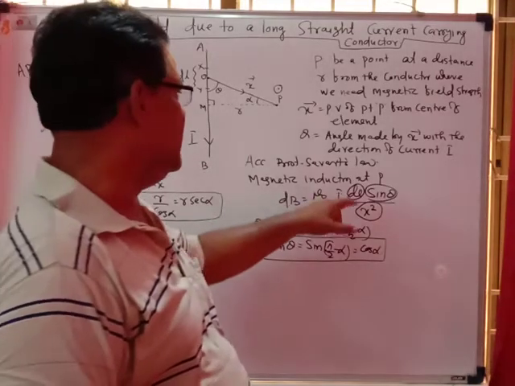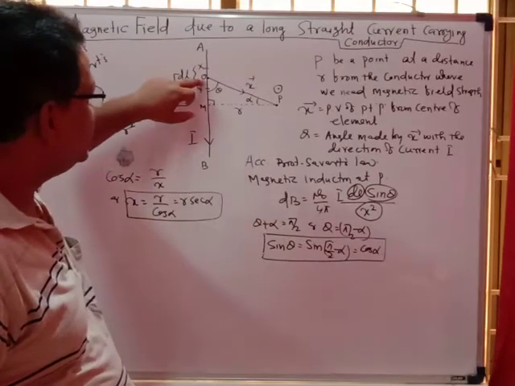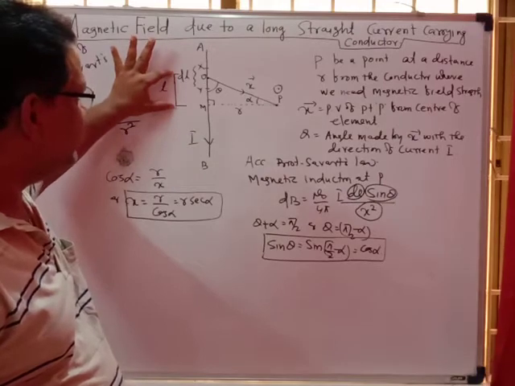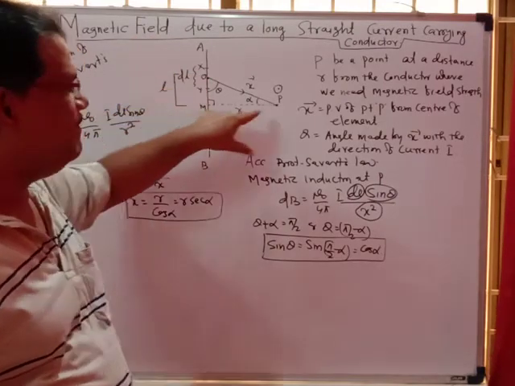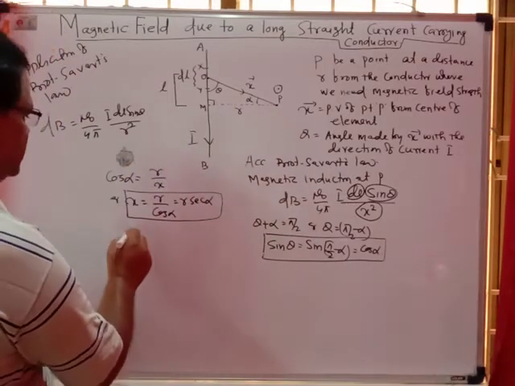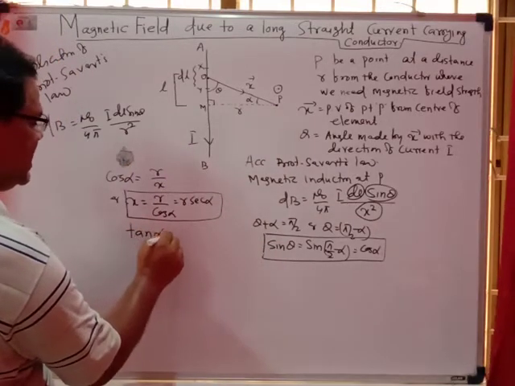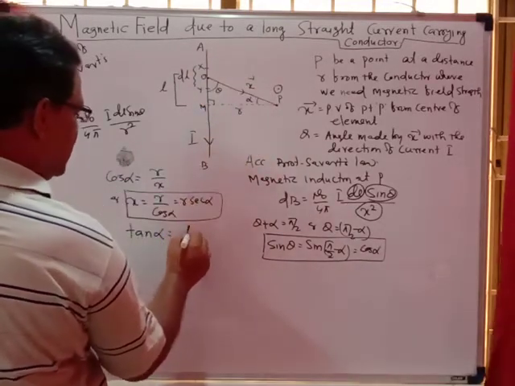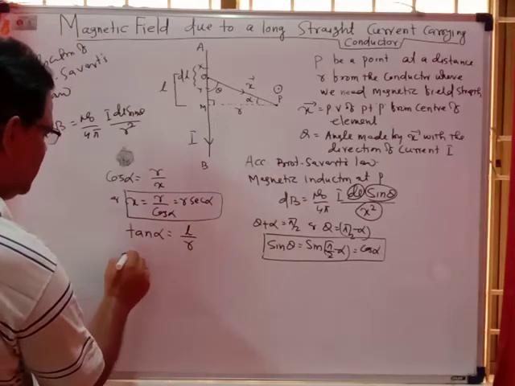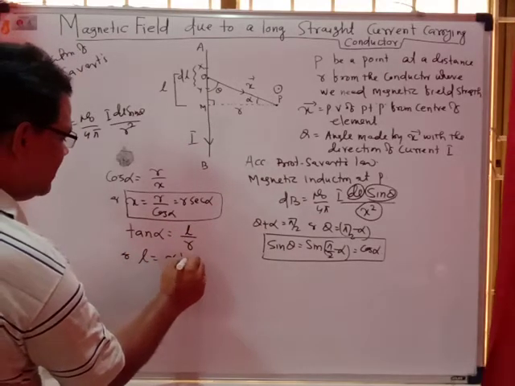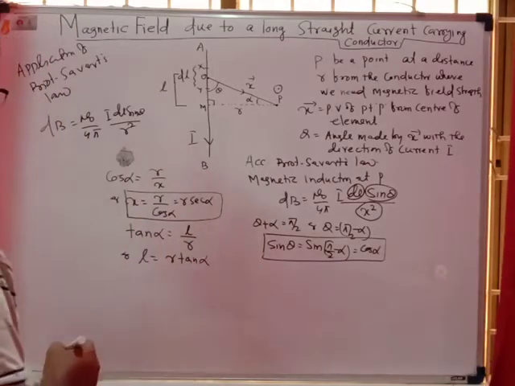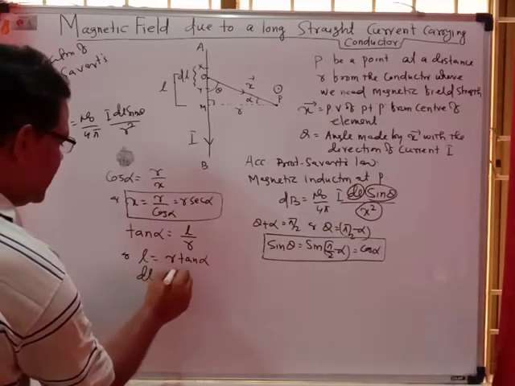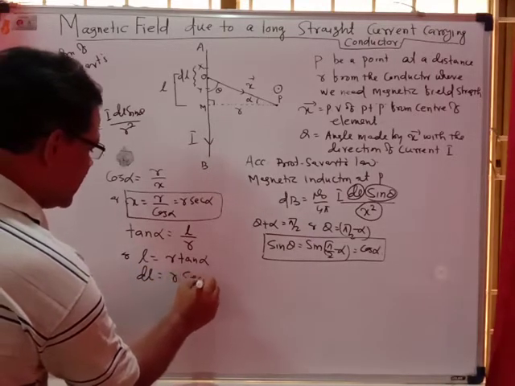Another, you have to find dl. O is the center of the element, and from O to M take the length as L. From triangle OMP, tan alpha equal to L upon R, or L equal to R tan alpha. Differentiating both sides, you get dL equal to R sec square alpha.